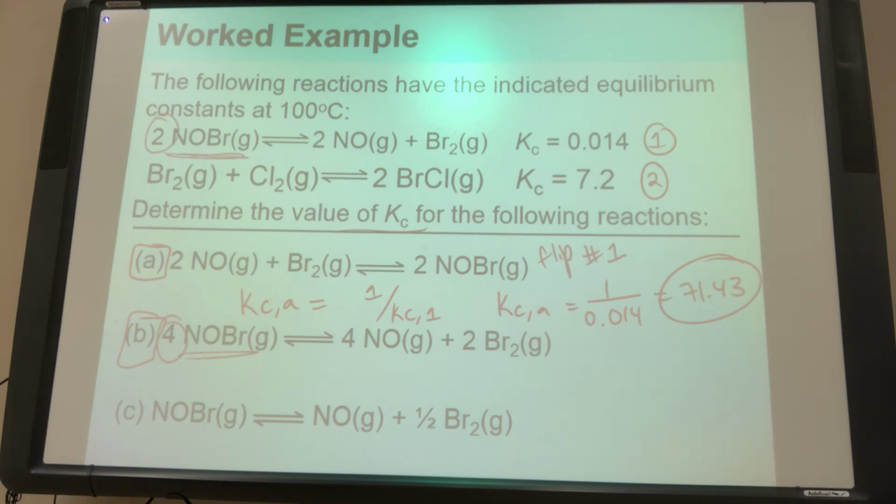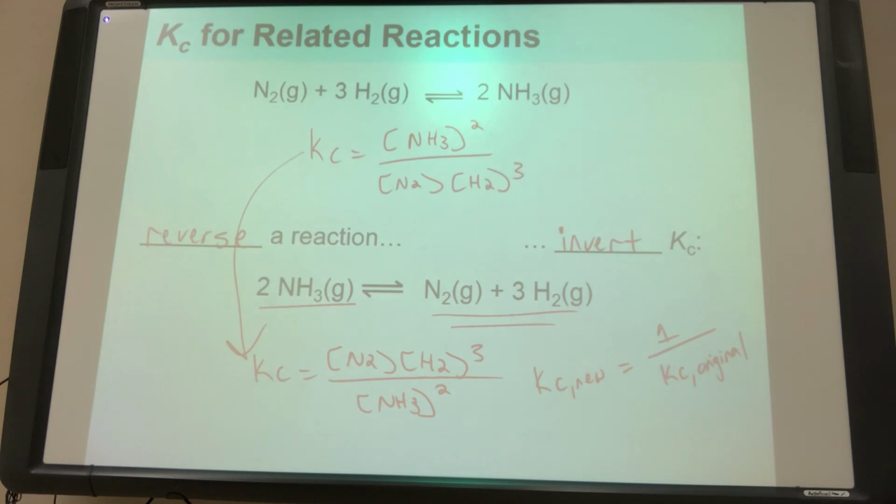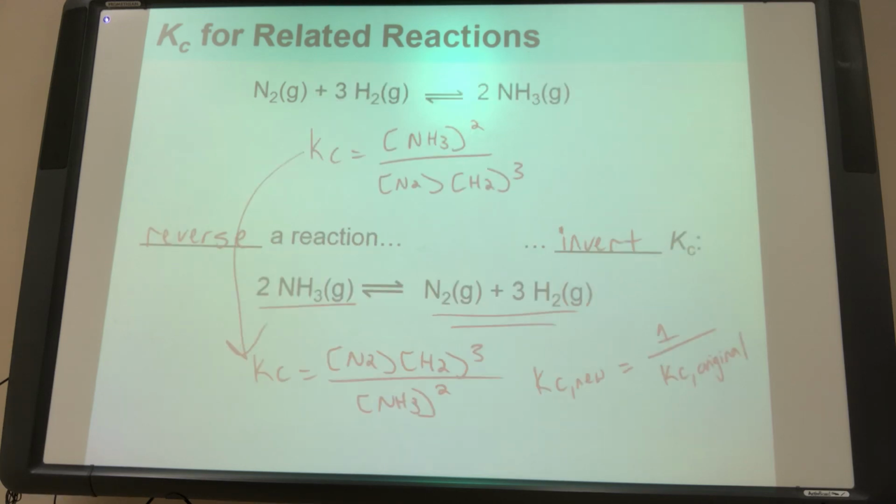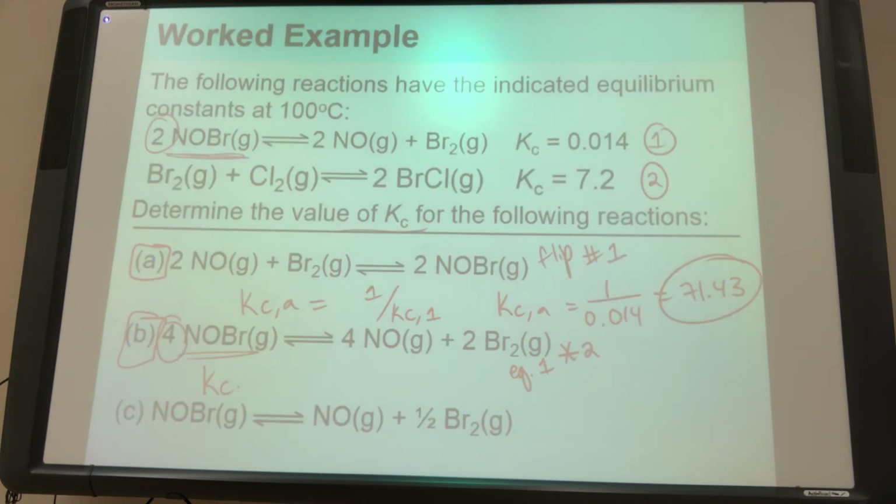So what do I need to do to equation 1 to get B? I need to multiply by 2. Or let's see, equation 1 needs to be multiplied by 2. Okay, so I need to multiply equation 1 by 2. All right, so if I'm multiplying, let's go back to our rules. We said if we multiply the original equation by a number, then my new KC is the original KC to that number. Okay, so KCB is equal to KC1 to whatever that new number is. That number was 2 because I had to do 2 times 2 to get my 4.